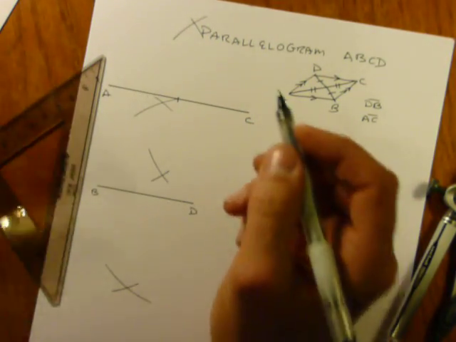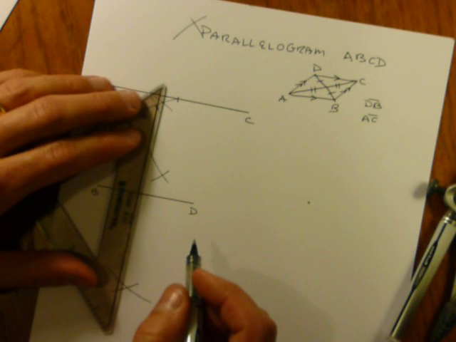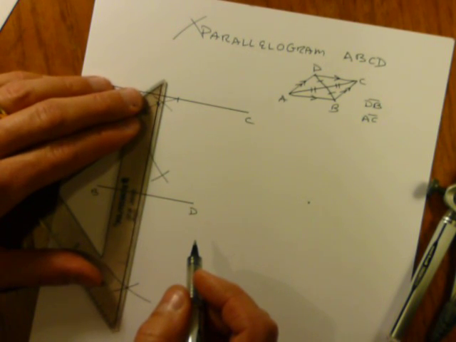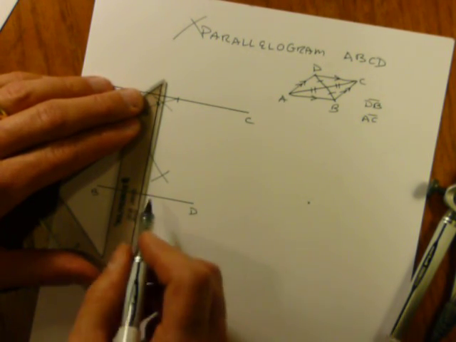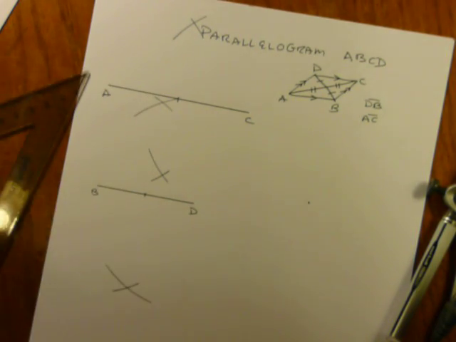So there's the midpoint of AC, and then I'll line up my straight edge on these crosses for the second one. And there's the midpoint of BD.